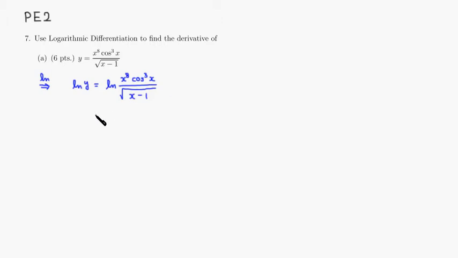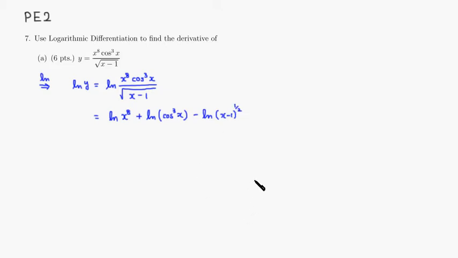So we can rewrite this as follows. Here's the addition: natural log of x to the 8th power, plus natural log of cosine cubed of x. Then since this is a division inside, we write it as a subtraction, so minus natural log of the square root. I don't like square root, so I'm going to write it as x minus 1 quantity to the 1/2 power.